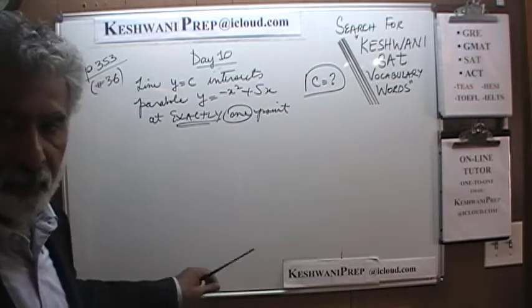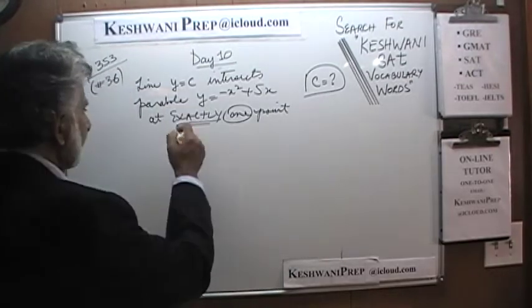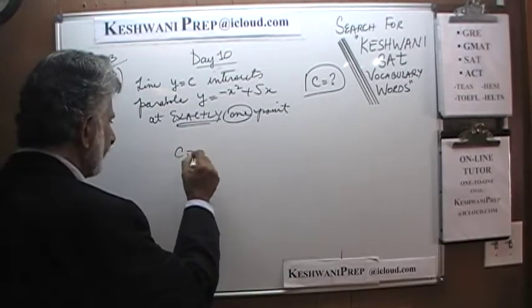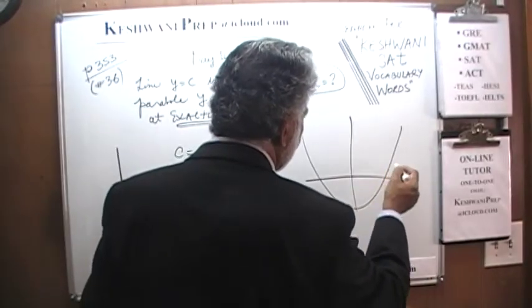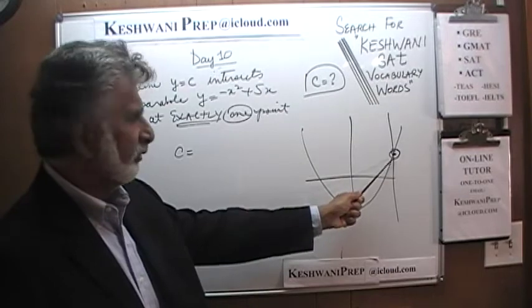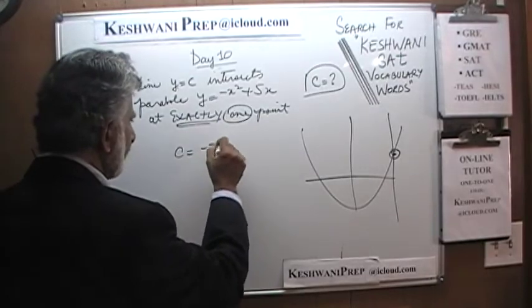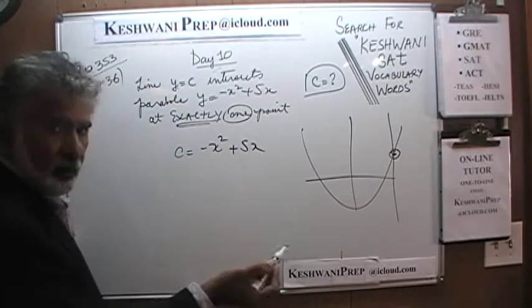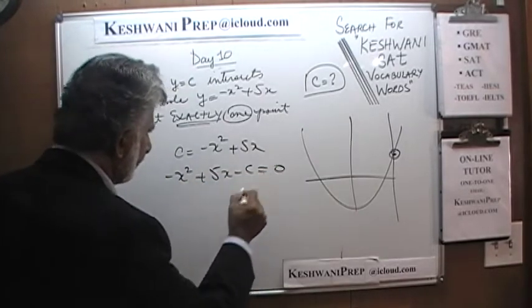Because the line and the parabola are intersecting, the coordinates of the point where they intersect have to satisfy this equation as well as this equation. Which means c would have to equal the value of y wherever they intersect, let's say over here. At this point, the coordinates of x and y have to be the same, which means the y here has to equal this part right here. Let's bring the c to the other side, and we'll end up with negative x squared plus 5x minus c equals 0.